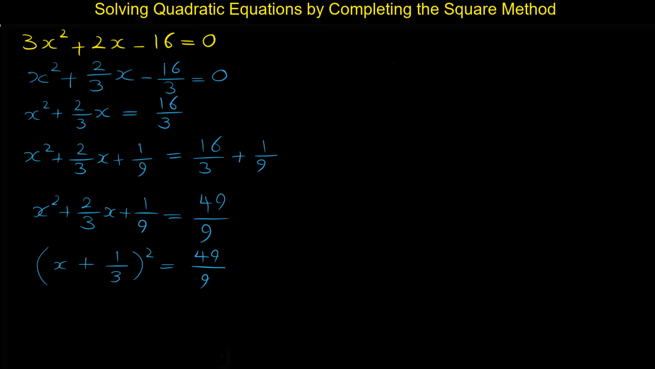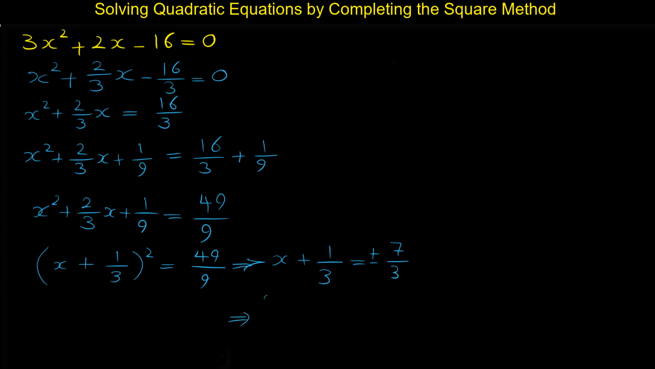And don't make the mistake of dividing this by 2. Never use the original equation when the coefficient of x squared is not 1. Use one of these equations for finding this number. Now take a square root from both sides of the equation. If we take a square root, we have x plus 1/3 equals the square root of 49 over 9, which is plus or minus 7 over 3.